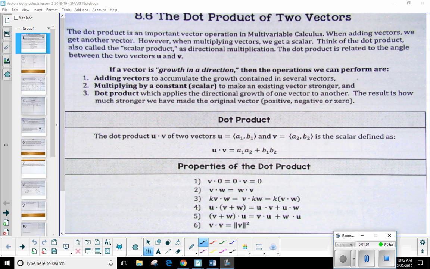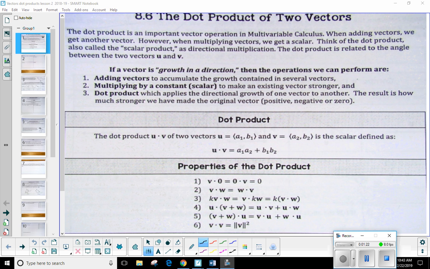Okay, well, let's see. What are we talking about today? The dot product of two vectors. The dot product is an important vector operation in multivariable calculus. So for those of you planning to move ahead in mathematics, this is definitely a concept that you will see again. When adding vectors, we get another vector.